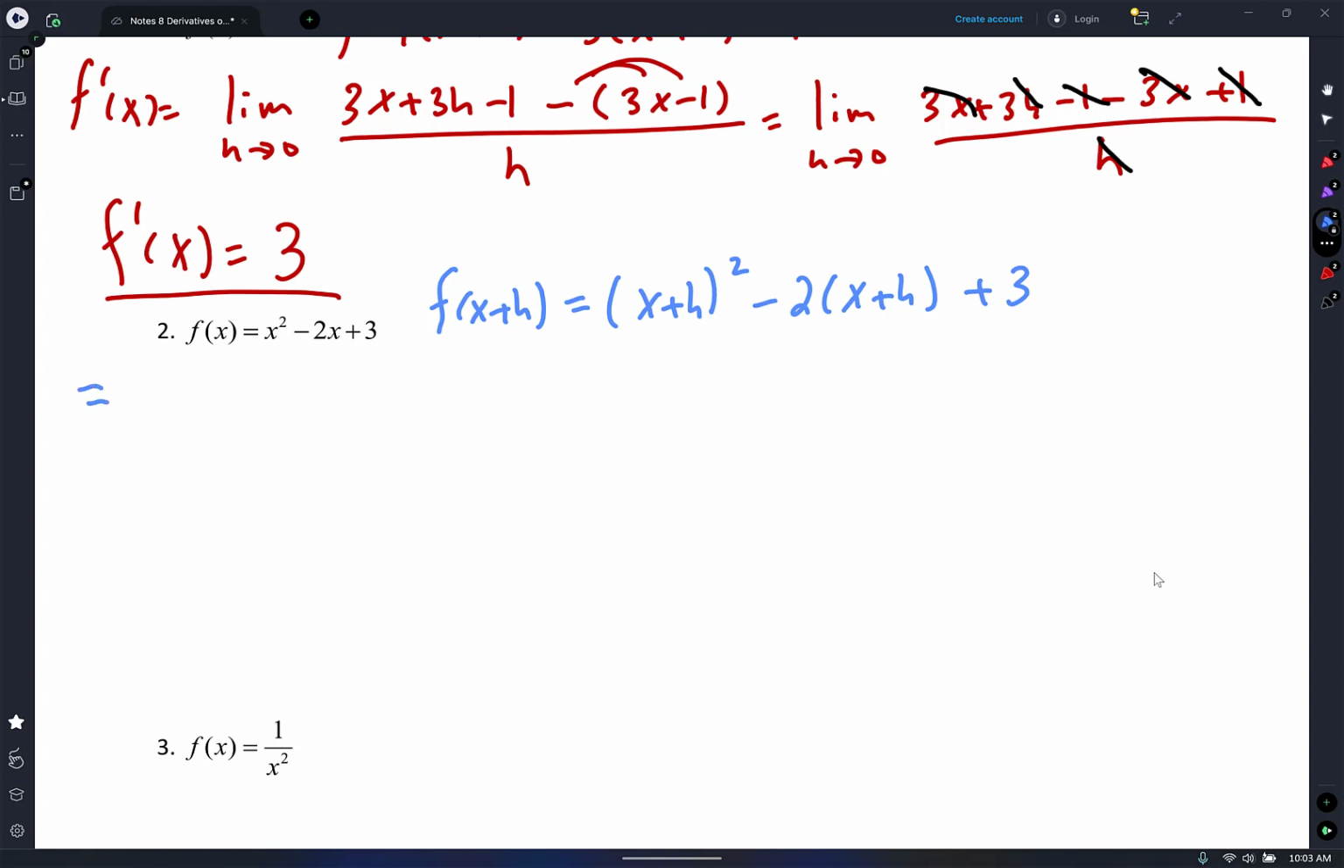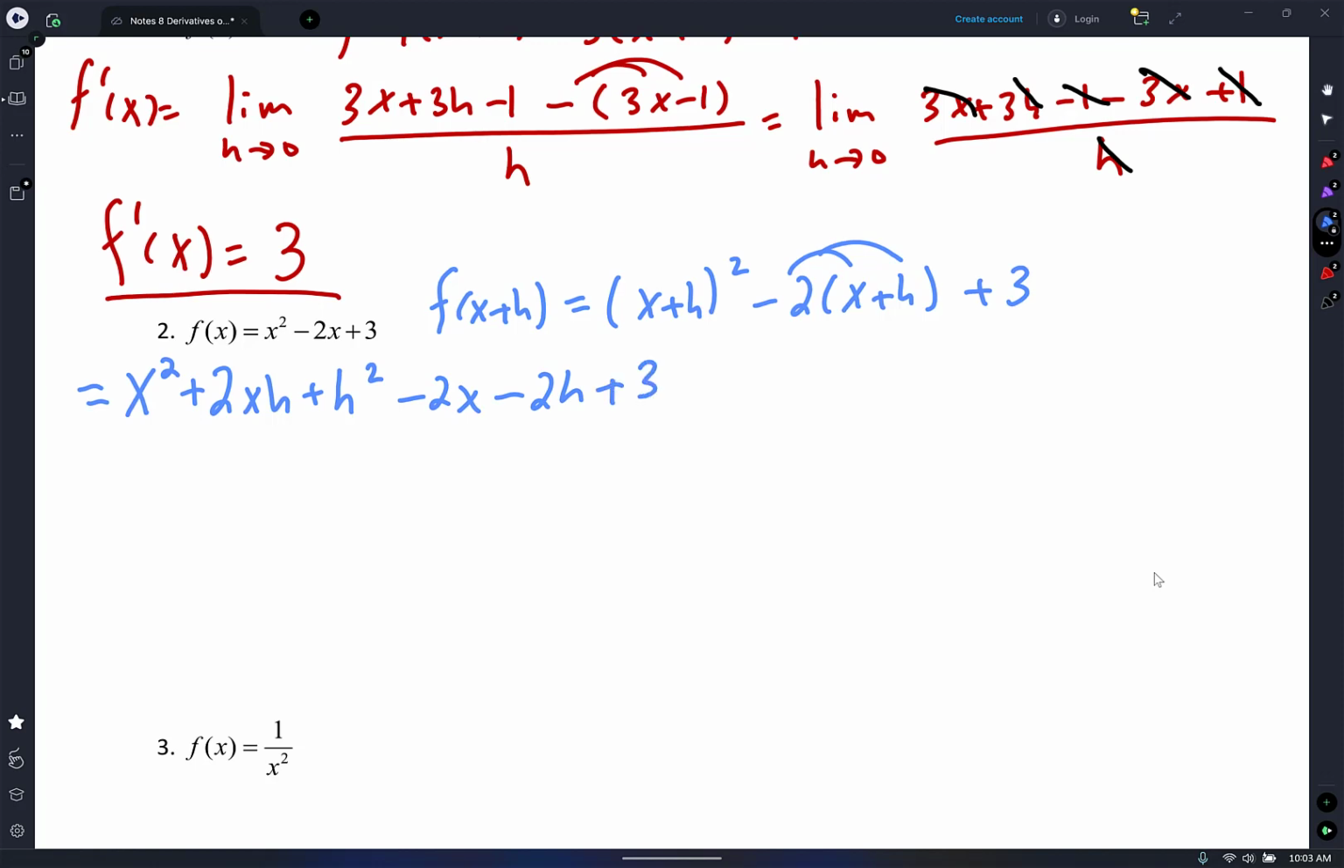When I expand the x plus h squared, what's x times x? x squared plus, what's x times h? Yeah, it's xh, but you have two of them, so 2xh. And then h times h. And then I'm going to distribute that 2. So minus 2x minus 2h, and then plus 3. Are we still okay?